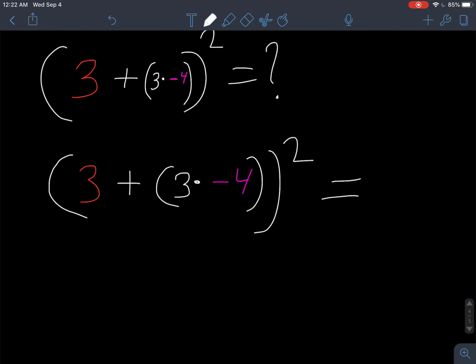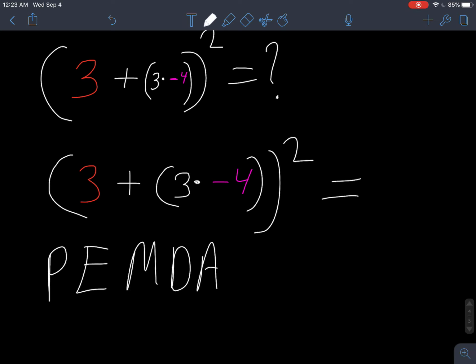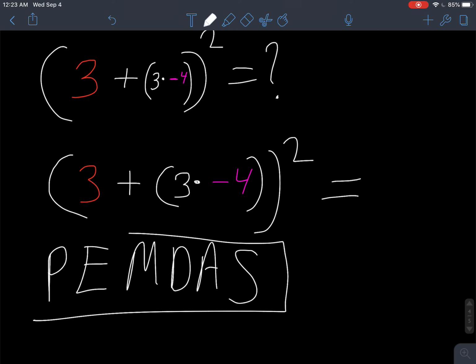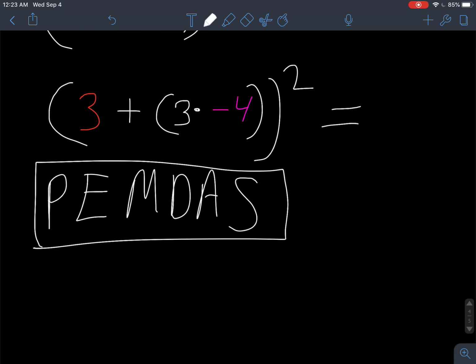So now, remember, this rule is very important. I don't know how much I can repeat this, but you have to understand this. If you don't understand this, there's no point in even attempting the problems, because you will make mistakes very, very quickly. Parentheses, exponents, multiplication, division, addition, subtraction. You gotta go from left to right. Whatever's first, you gotta do it.